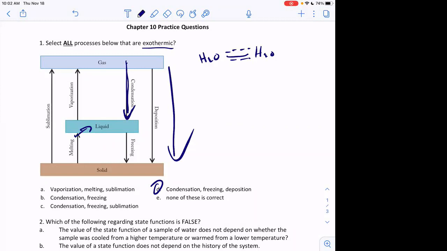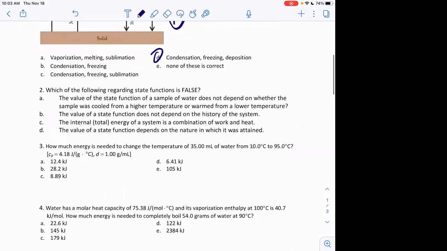Which of the following regarding state functions is false? You want false. The value of a state function does not depend on the history of the system. Who said that? She said D. Oh, D. So I was like, you sure about that? D, how do you feel about D? The value of the state function depends on the nature of what is attained.